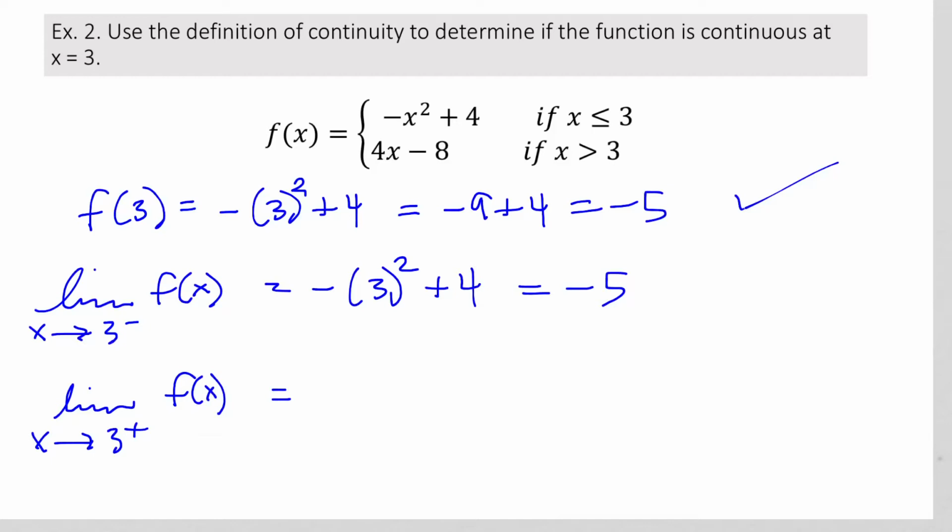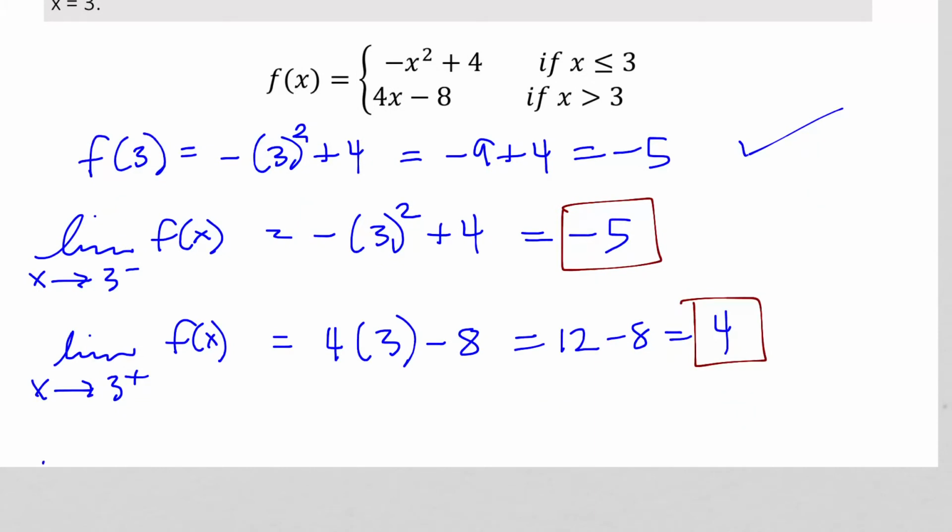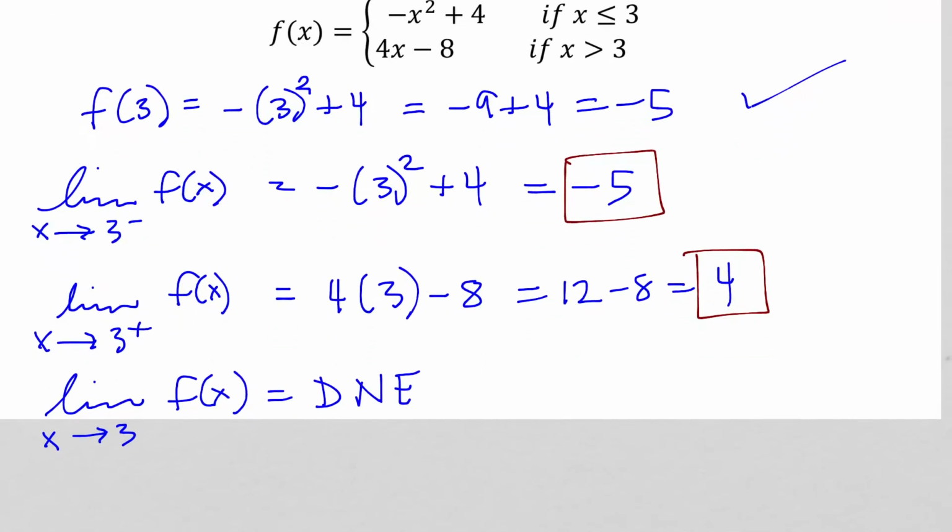Now from the right, this piece right here says all of the x values greater than 3 are going to be on this piece of the graph. So if we're approaching from the right, we need to use this piece here. So substituting 3 into that piece, I've got 12 minus 8, that's 4. So the problem is that the left-hand limit and the right-hand limit are not equal, so we have a jump. So the way that we're going to say that is that the limit as x approaches 3 of the function f of x does not exist. Okay, so therefore, three dots, conclusion, f of x is not continuous.